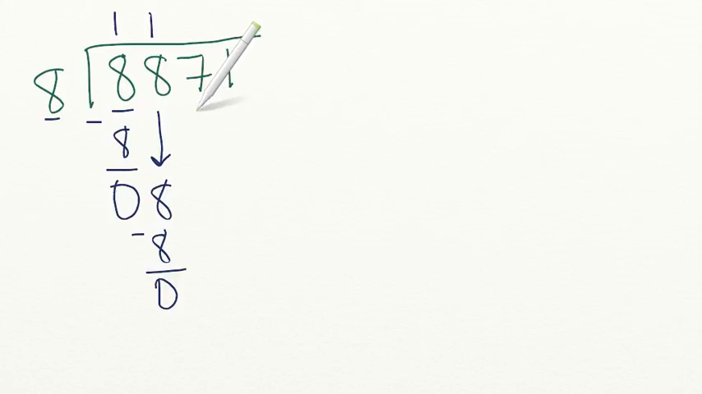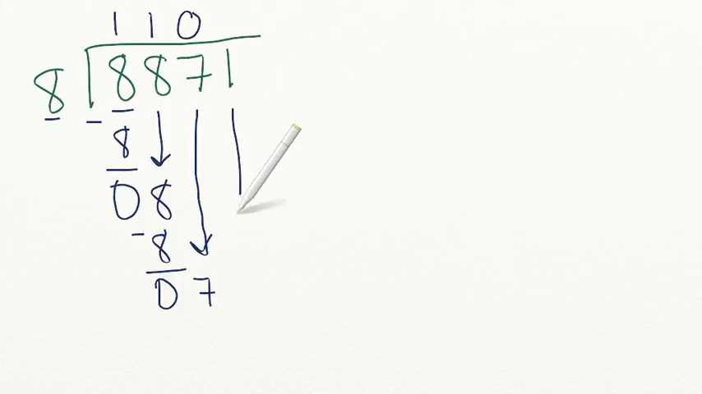So now I'm ready to bring down my next place value. Now here we go. 7 is less than 8. So that means I need to put a 0 as a placeholder and bring down my next digit. So now I need to find out how many times 8 can go into 71. I know that 8 times 8 is 64, and if I go to 8 times 9, I'll be above 71. So 8 times 8 equals 64.